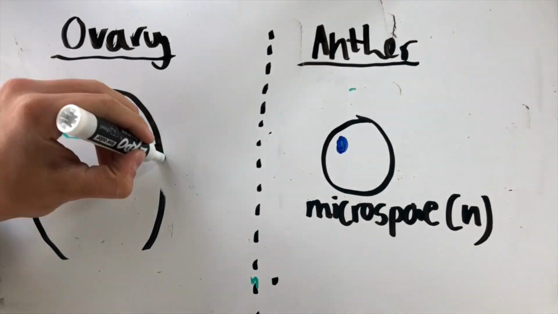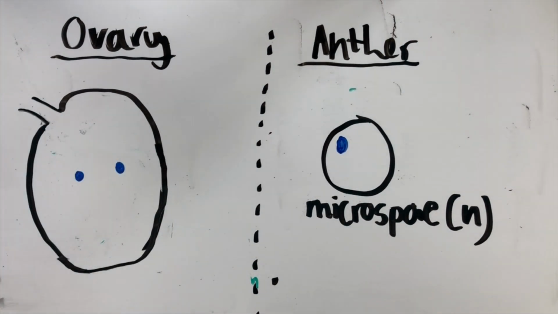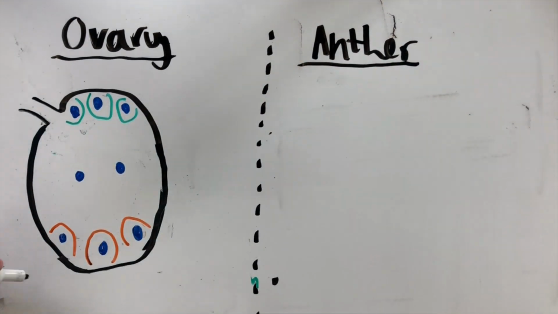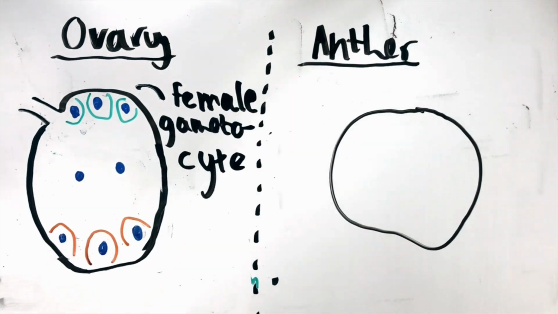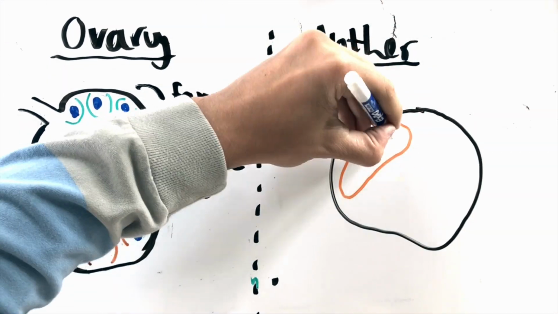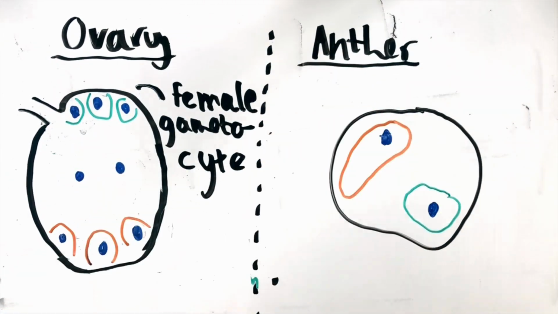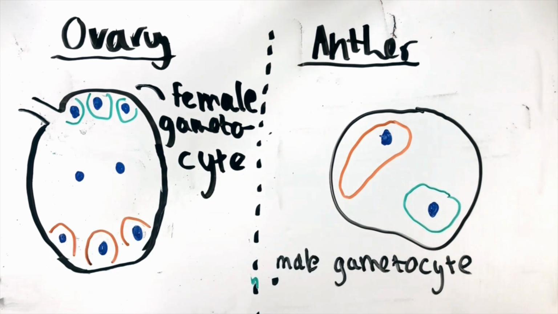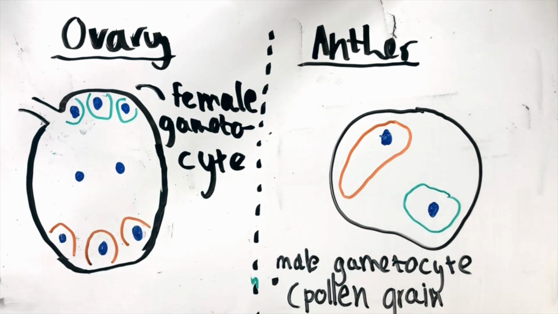The surviving megaspore will perform a set of divisions and give rise to the female gametocyte, which is ready to be fertilized. The microspore will also divide to produce 2 cells, the generative cell in orange and the tube cell in green. This is our cherry tree's male gametocyte, more commonly known as the pollen grain.